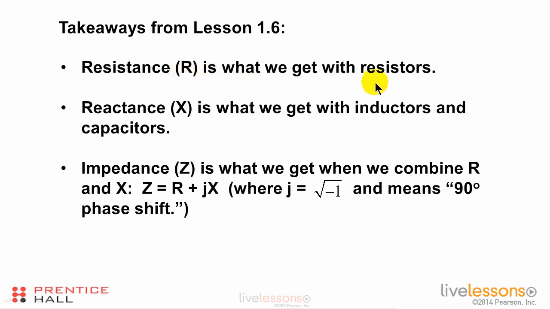Resistance is what we get with resistors. It's not wrong to call it impedance. Reactance is what we get with inductors and capacitors. It's not wrong to call it impedance. And impedance is what we get when we combine resistance and reactance. Impedance is R plus JX, where J is the square root of -1 and simply means 90 degrees phase shift or vertical axis.